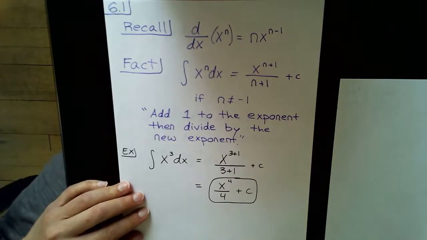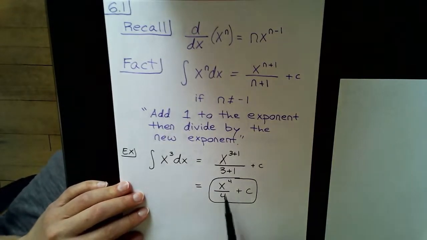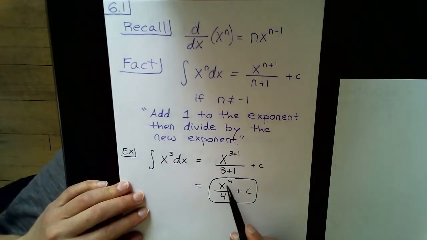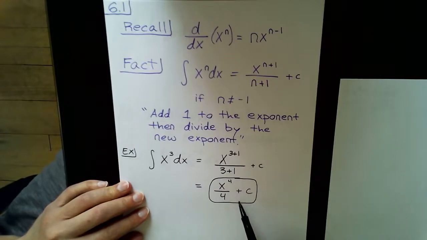Now before we try that example, I want you to take just a moment, maybe consider pausing the video, and think about how we could check if this is the correct answer. How could we prove that this is the antiderivative of x cubed? Pause the video for just a moment, try to think this through.